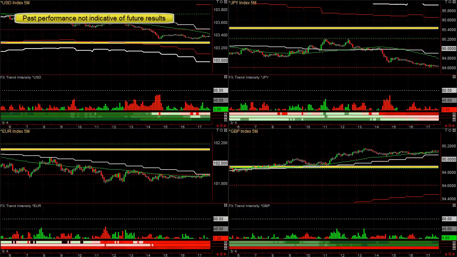This is our Forex blog for March 4th, 2013, and as you can see here I have the four major individual currencies that most people will trade the currency pairs with: the dollar, the yen, the euro, and the pound. And basically these are a chart of a synthetic dollar index, yen index, pound index, euro index.